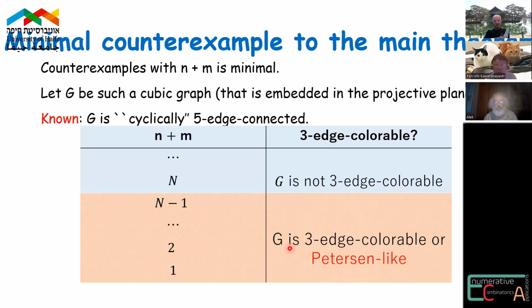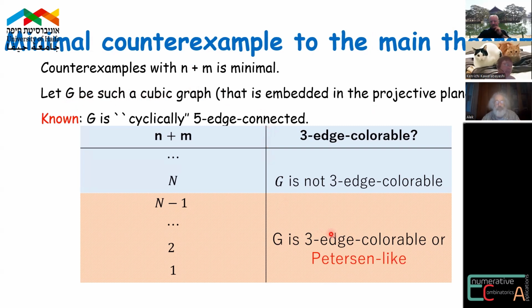In order to prove such a theorem, as you can imagine, you first take a minimum counterexample. In our case, n is the number of vertices and m is the number of edges, and we take a counterexample such that n plus m is minimum. That's why we call it a minimum counterexample. We call such a graph G.